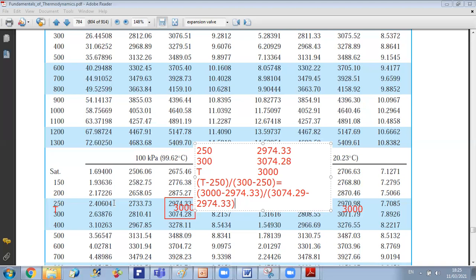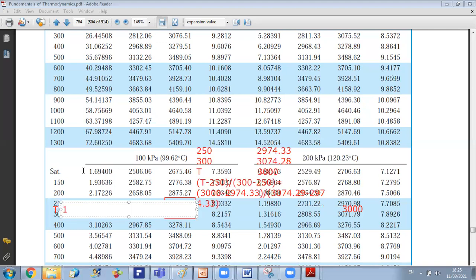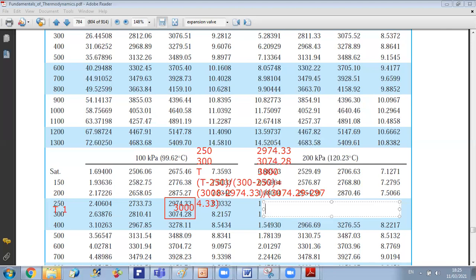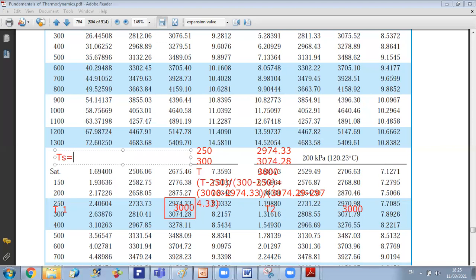So you get T, I will call it T1. This is the corresponding temperature for 100 kilopascal. Using the same procedure, you will calculate T2 here. To do an approximation, I will do a linear interpolation. Since 150 is just in between 100 kilopascal and 200 kilopascal, the superheated temperature here will also be just in between. So T superheated will be equal to T1 plus T2 over 2.